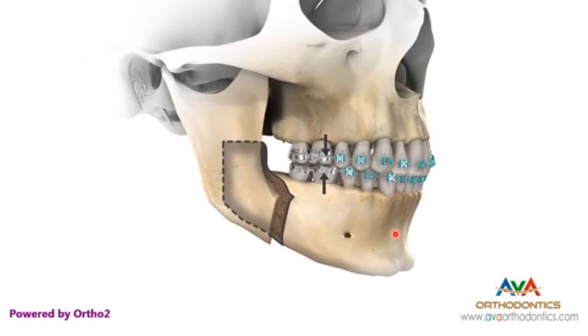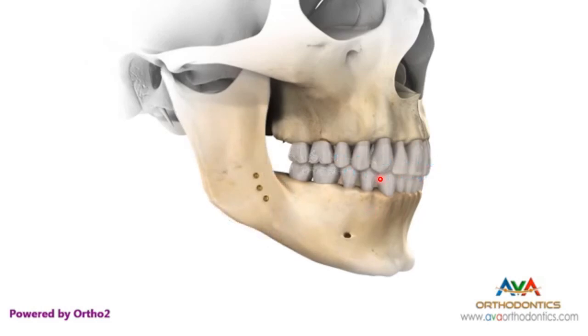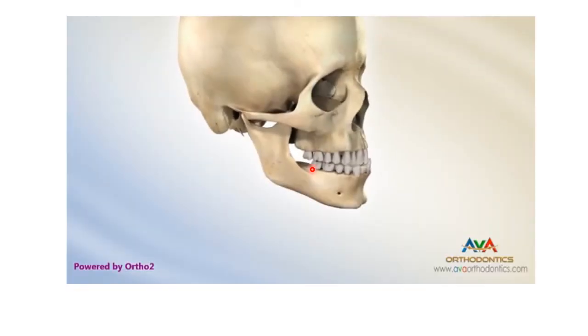In the second case, the patient has a class 2 division 1 malocclusion, but it is due to a retruded mandible. So we'll start by using the orthodontic treatment to align the teeth, and then it is treated by using the bilateral sagittal split osteotomy to advance the mandible and have a more normal jaw relationship, a class 1 jaw relationship.